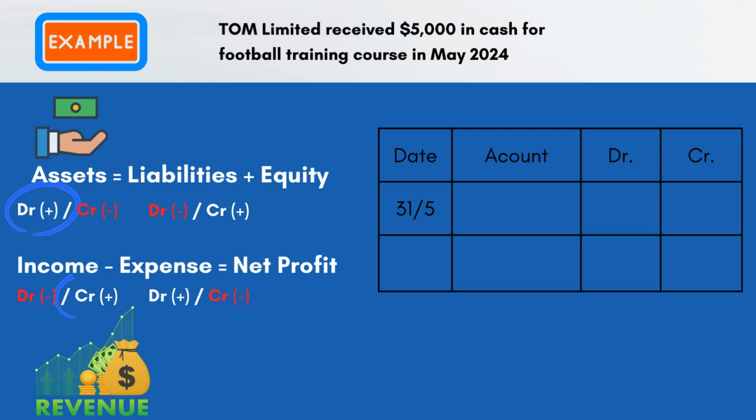plus $5,000. Double entry is therefore debit cash plus $5,000. Credit revenue plus $5,000.